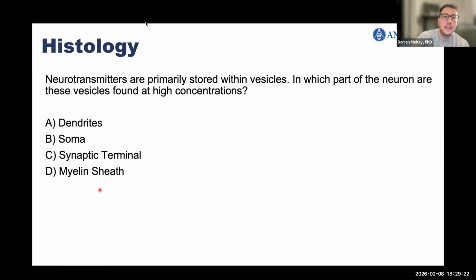Okay, a histology question of the neuroscience. Neurotransmitters are primarily stored within vesicles. In which part of the neuron are these vesicles found at highest concentrations?